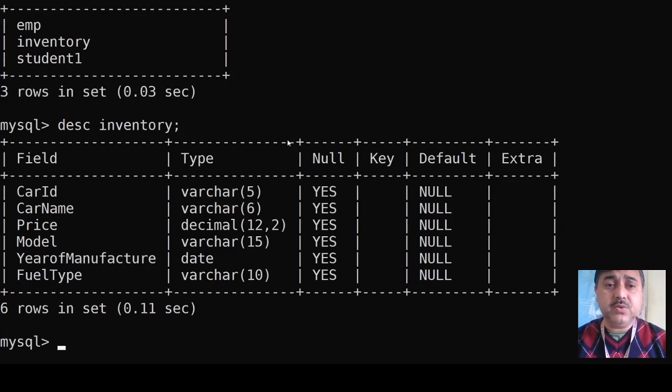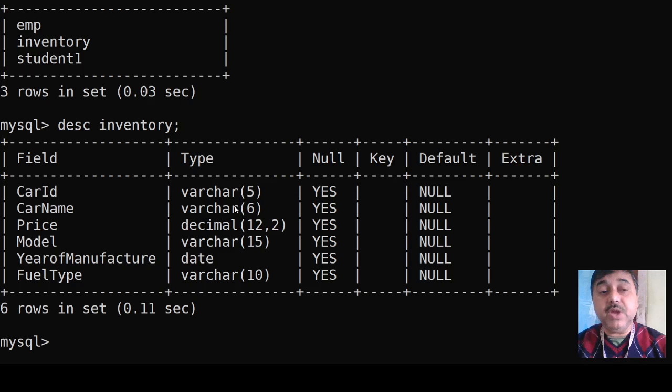When we find the tables are there, next we see DESC inventory. DESC means describe, as I have shown you in the last day's class. Describe inventory shows the data types and what the attributes are. We have to know what the attributes are. So these are the attributes and these are the data types that we have here, and we can implement it.